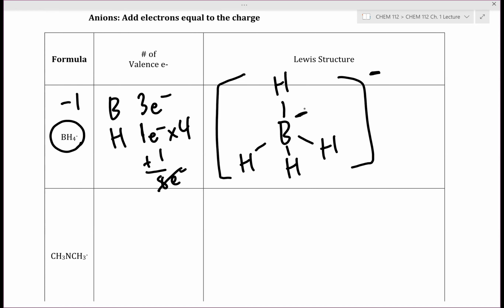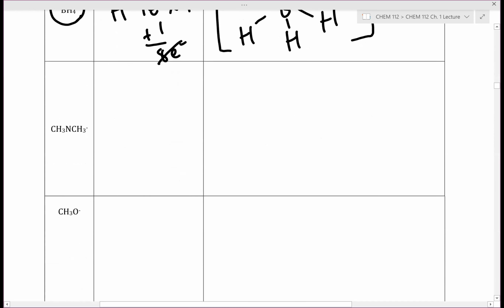I'm going to let you loose now, and I'm going to have you draw valid Lewis structures for the following 2 anions.